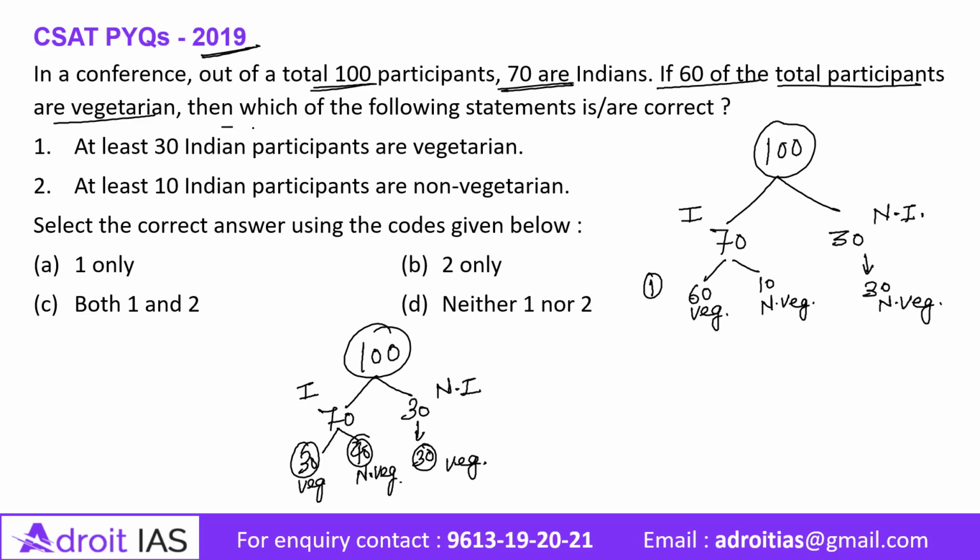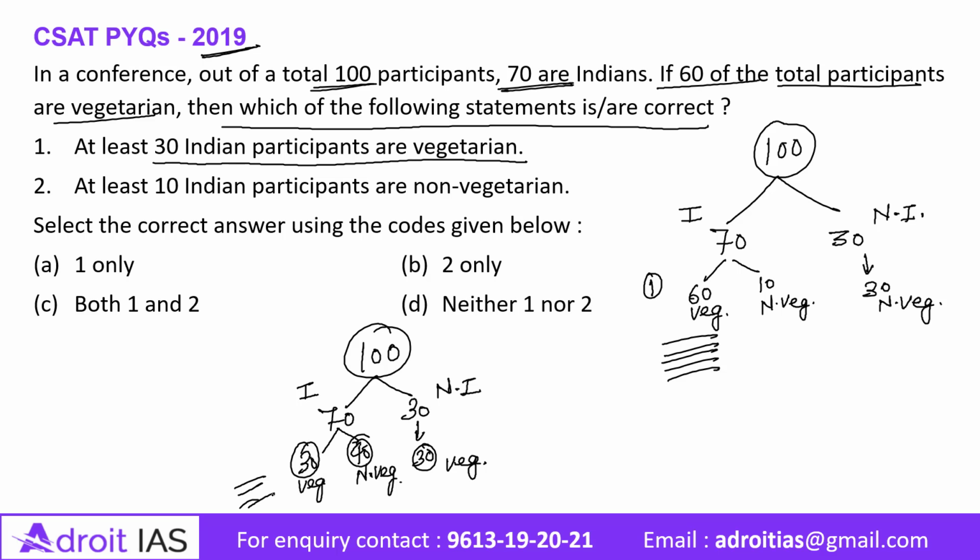The question is, then which of the following statements are true? At least 30 Indian participants are vegetarian. Fine. So case 1 says 60 Indians are vegetarian. Case 2 says 30 Indians are vegetarian. Then it is for sure that at least 30 Indians are vegetarian. Right? This statement is correct. Right? Now statement number 2.